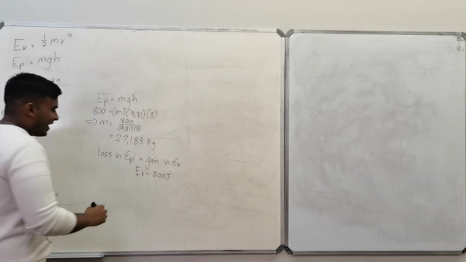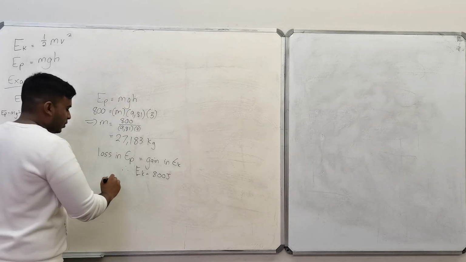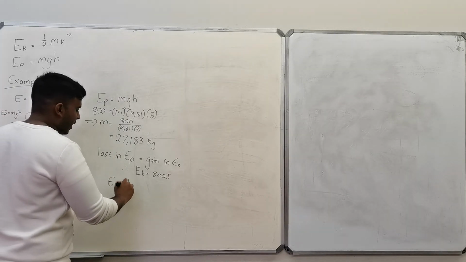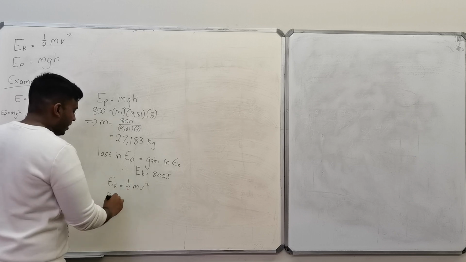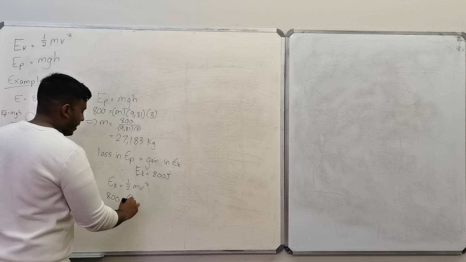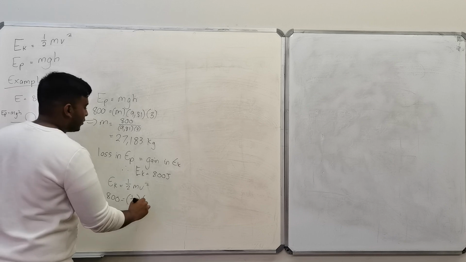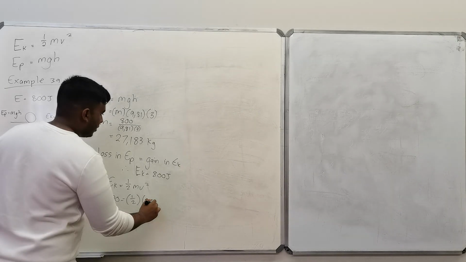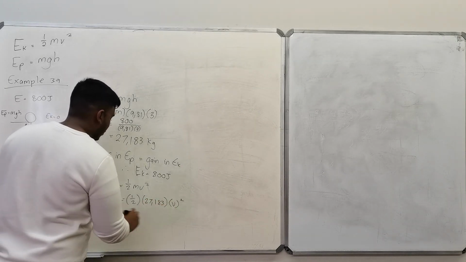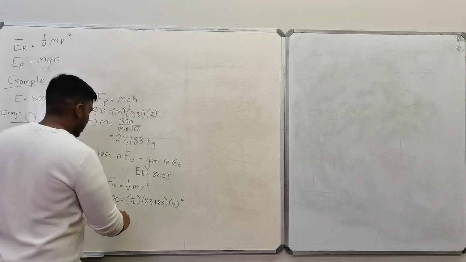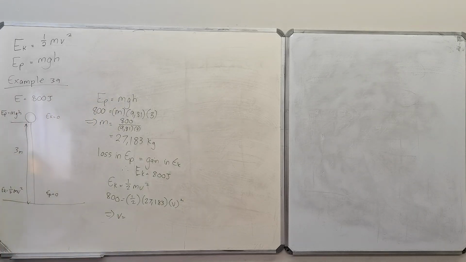That's it. So now your EK formula is equal to half m v squared. So 800 is equal to half, we know our mass, which is 27.183, times v squared. So your v is equal to the square root of 1600 divided by 27.183.